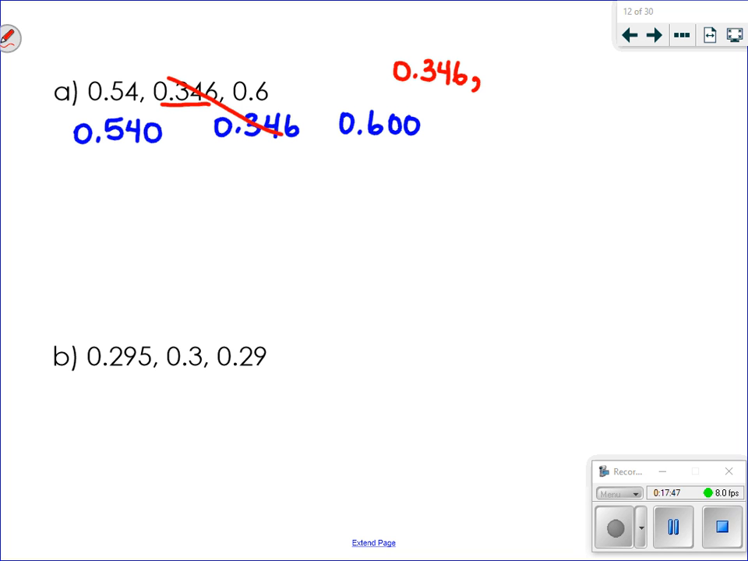Okay, which one would be the next biggest? 540 or 600? 540. And I'm going to use the original 0.54. And 0.6, which is 600 thousandths, that's the biggest one.